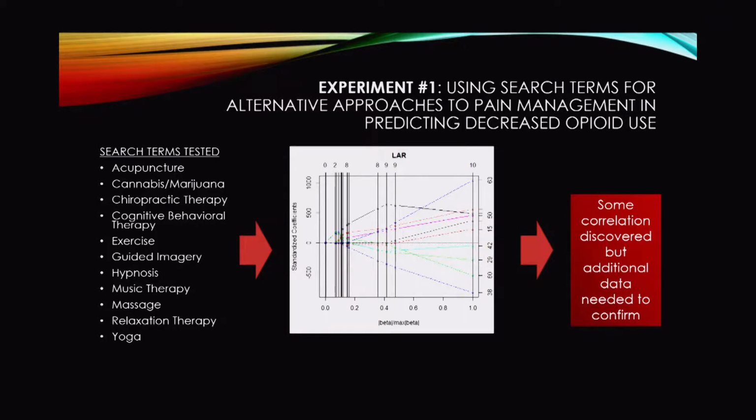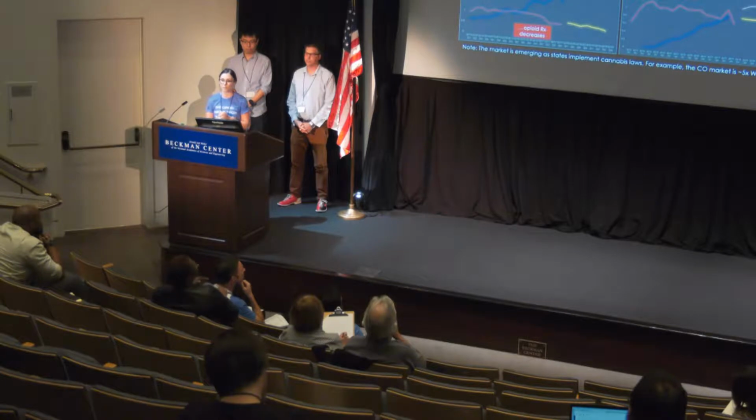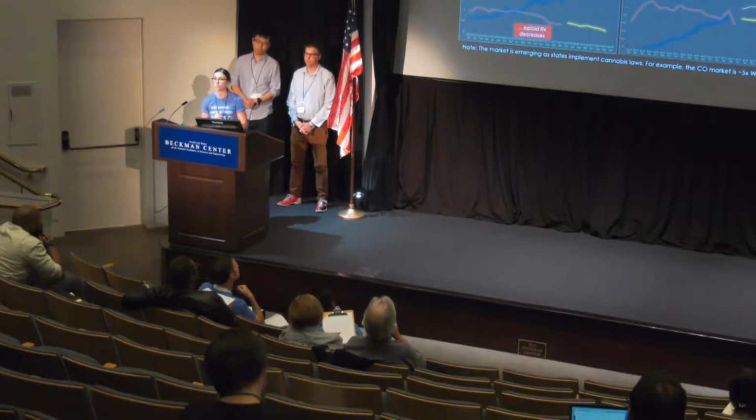So we first thought, okay, can we use Google search data of alternative therapies to show that communities where there are higher rates of alternative therapies for chronic pain, does that correlate to a lower rate of opioid prescription? And just to walk you through our story here and our journey over the last 24 hours, we found some correlation, but we need additional data and additional research to confirm that this is actually valid. I'm going to hand it over to QP to talk about something that's even more exciting, where we used quarterly state cannabis sales to see how that affected opioid prescription levels.